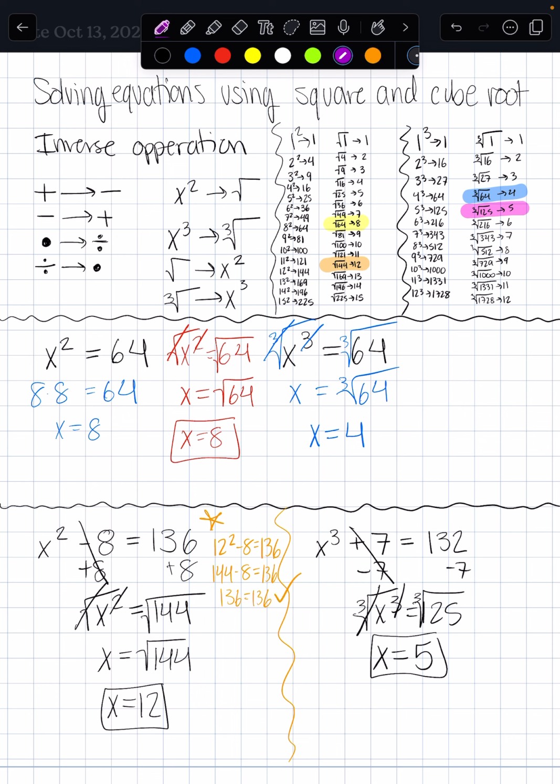Let's go ahead and check this cubed one as well. So in this case, we'd be looking for 5 cubed plus 7 to be equal to 132. Well, looking at our cubed chart, 5 cubed is 125. So we would have 125 plus 7 is equal to 132. Well, 132 is indeed equal to 132, so that's correct. So now we know that we've properly solved these cube and squared equations.